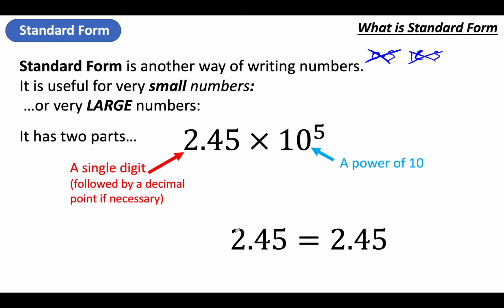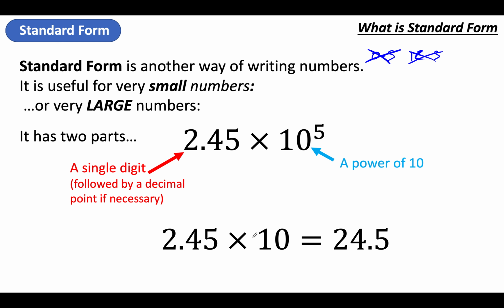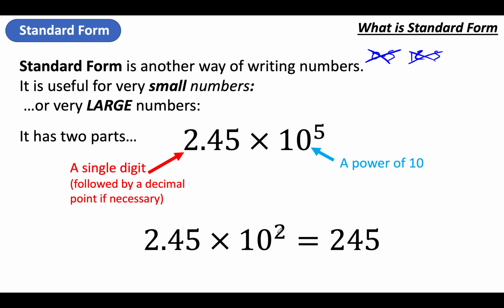So let's start off with 2.45 equals 2.45. Presumably we're okay with that. Now, if I times both sides by 10, I will get this. 2.45 times 10 is 24.5. It's adjusted my number one place bigger. Remember, every time I times by 10, my number gets one place bigger. Now, if I do it again, 2.45 times 10 times 10 would be 245. But this times 10 times 10, we could neaten up to just be 10 squared.